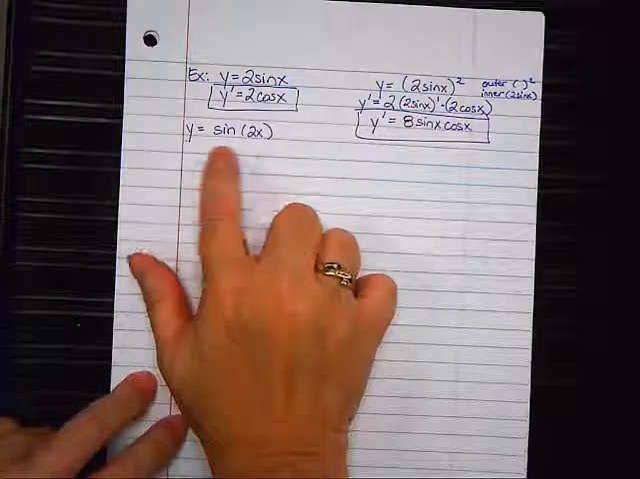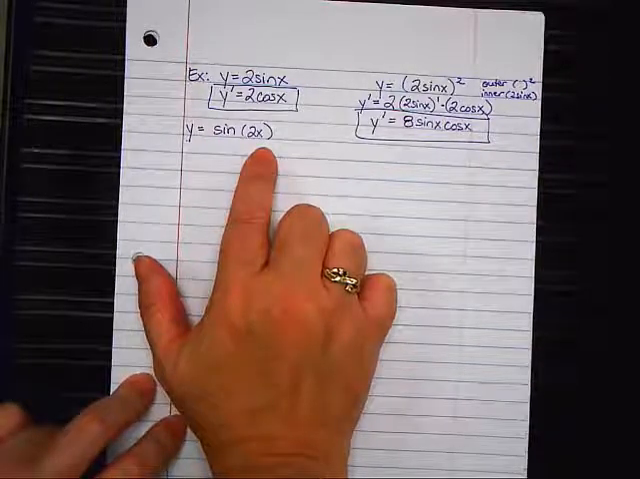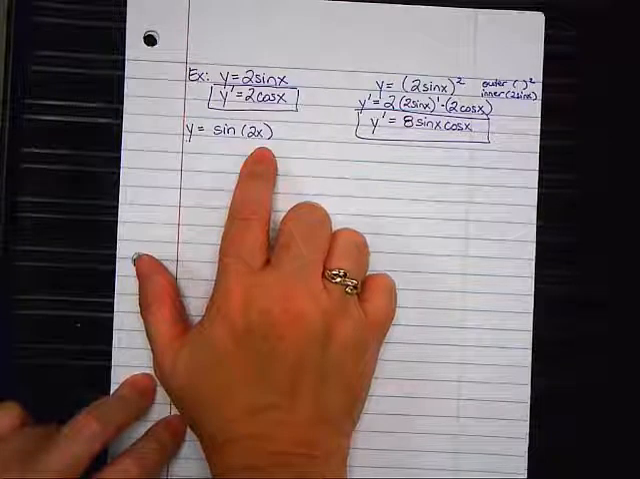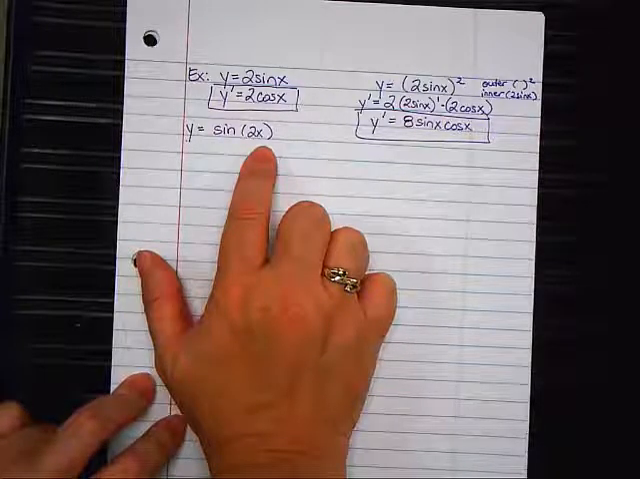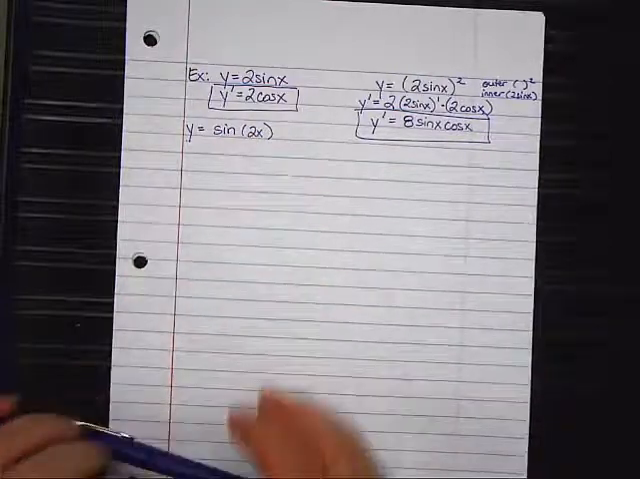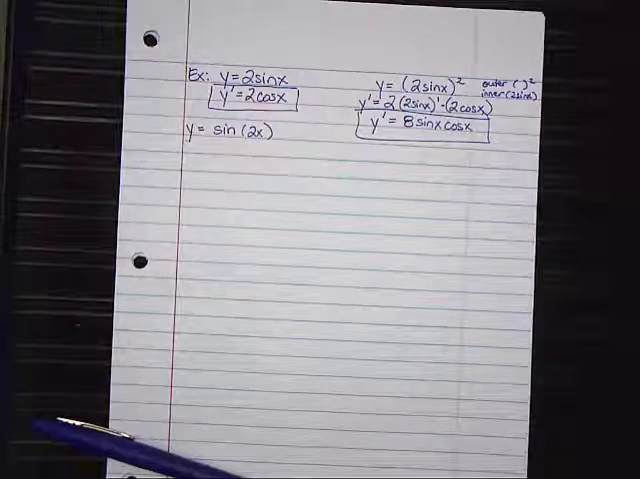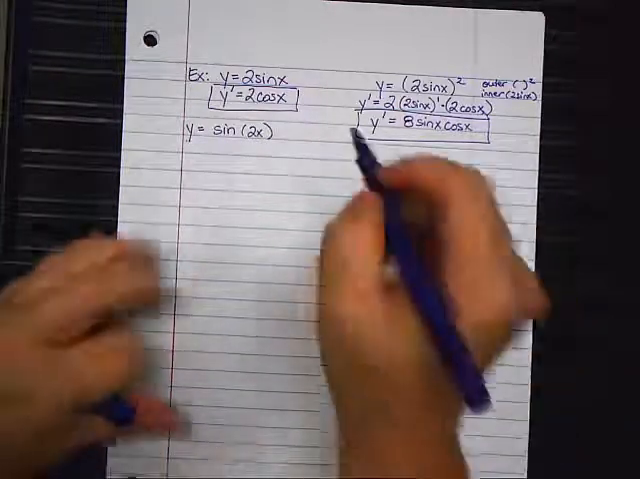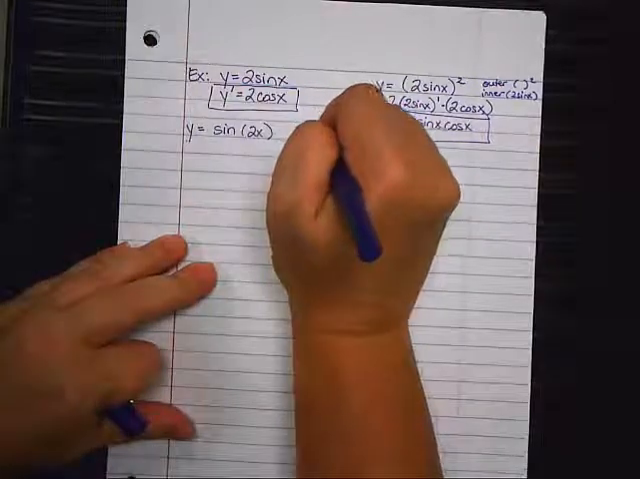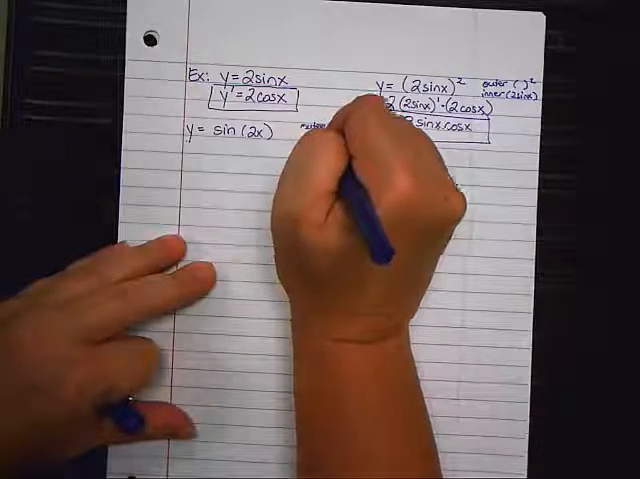How many x's do you see here? One. If there is only one x, it is definitely not product rule. But it is something else, because it is the first chain rule problem we've ever had where the outer is not a power. The outer is sine, and the inside is the 2x. So watch this. Outer is sine, and inner is 2x.